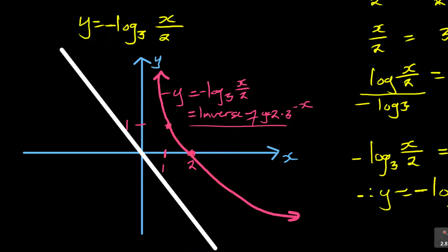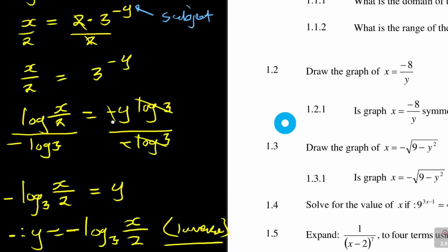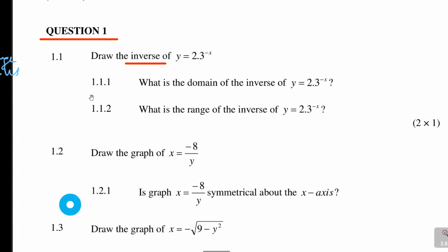But let me not just go and confuse you, but this is the graph. Okay, let's move on. And then what do we have? It says 1.1.1. We need to write what is the domain of the inverse of this. We are still focusing on the inverse.